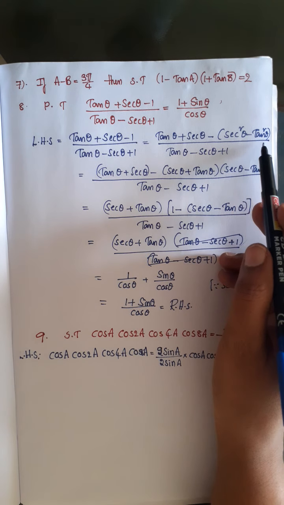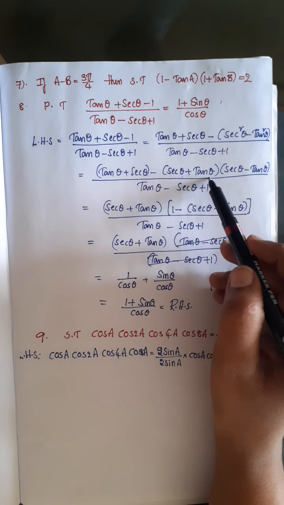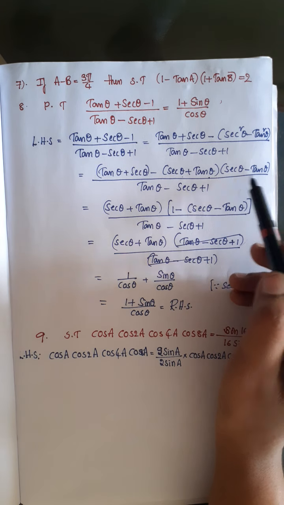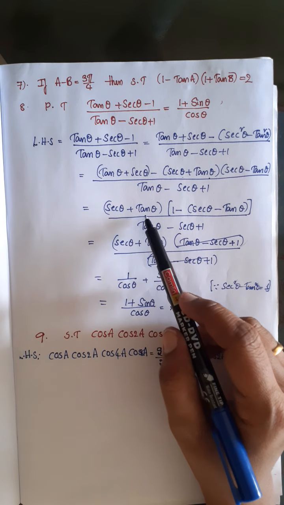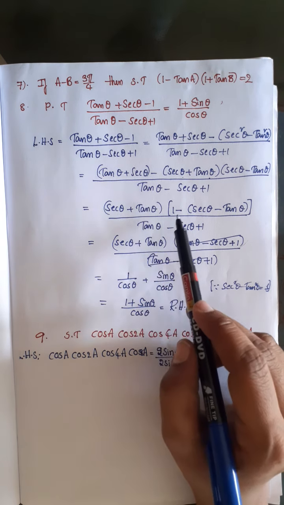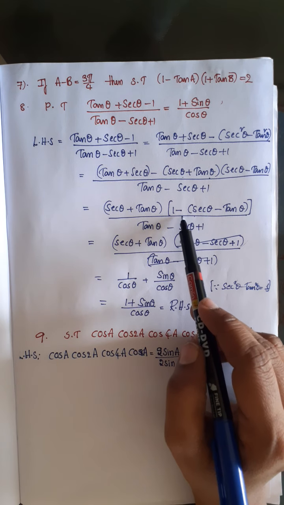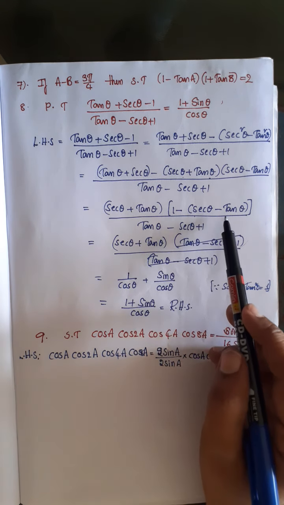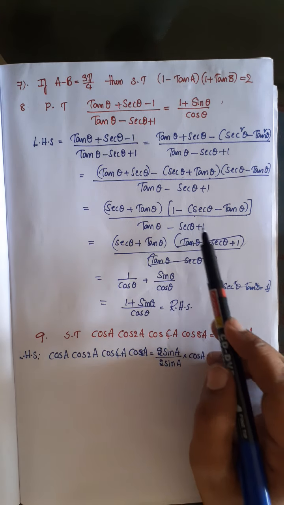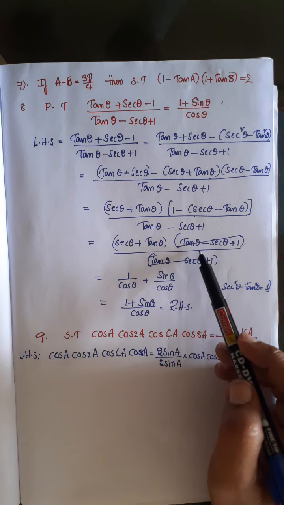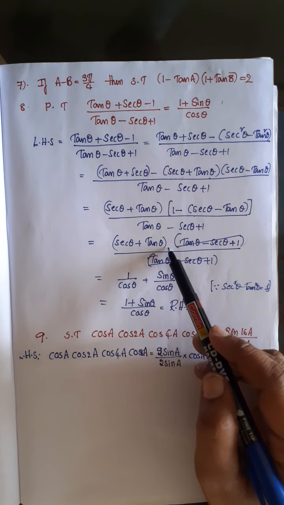So, a square minus b square is equal to (a plus b) into (a minus b). So, secant theta plus tan theta into secant theta minus tan theta. Here you can take these two terms common. If I take secant theta plus tan theta common, you will have 1 here minus (secant theta minus tan theta). If I multiply with minus, minus into minus, plus tan theta minus secant theta plus 1. So, numerator and denominator same. These two get cancelled and we are only left with secant theta plus tan theta.